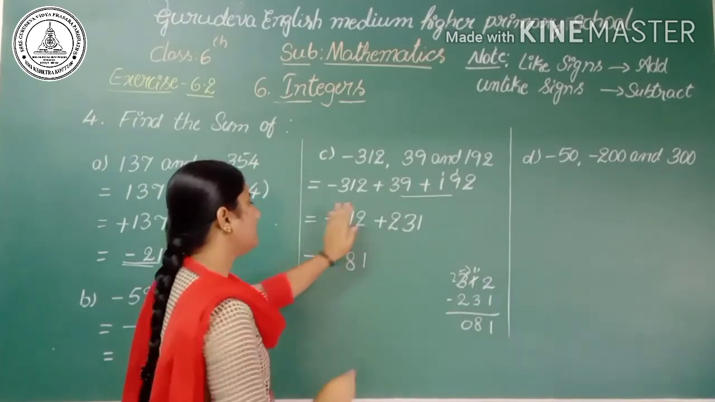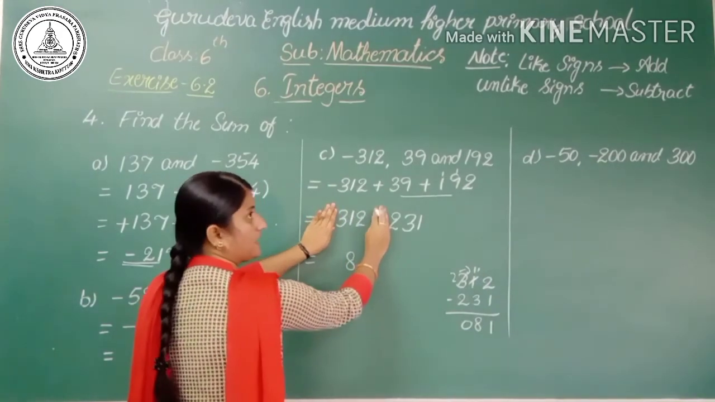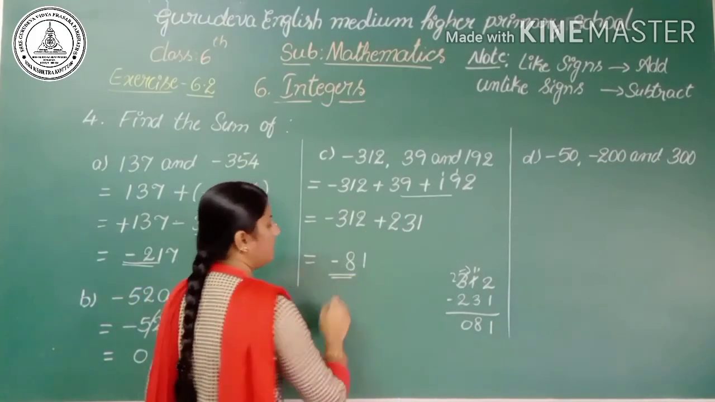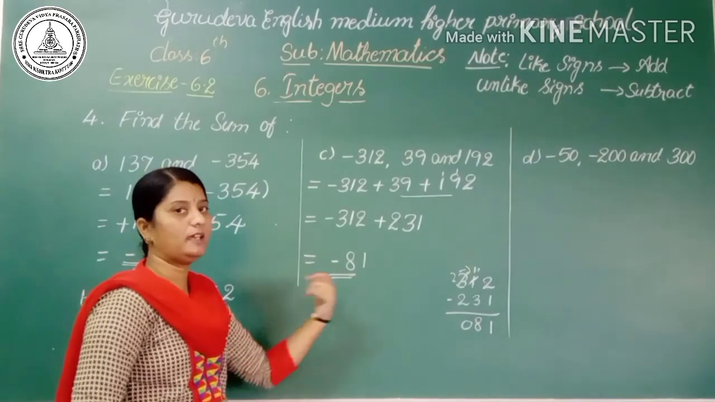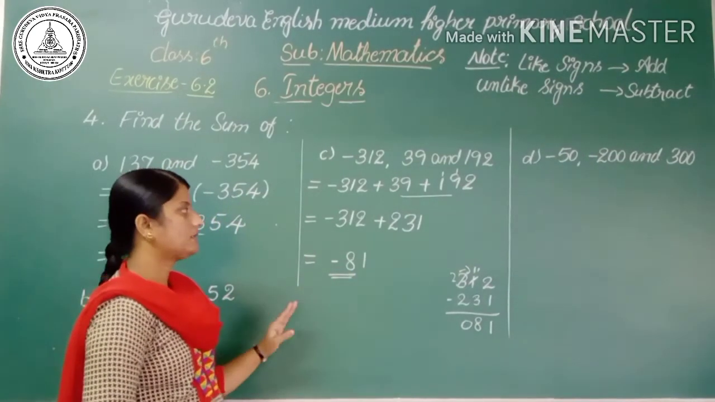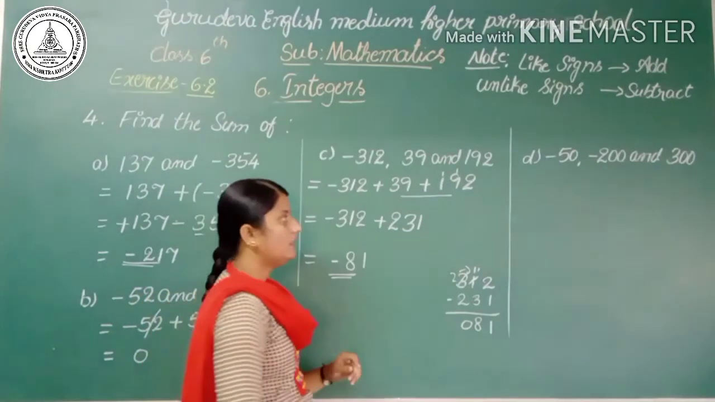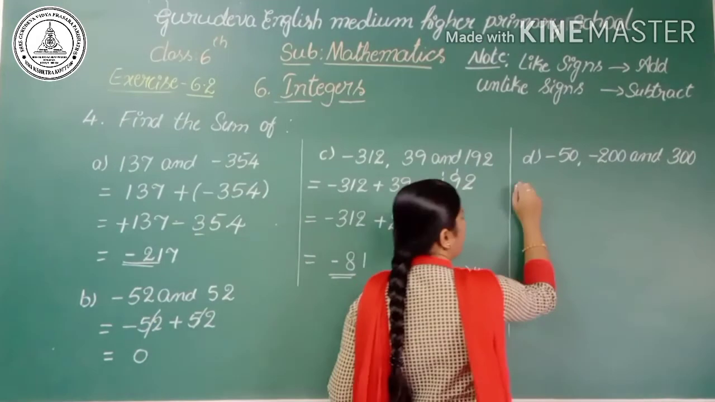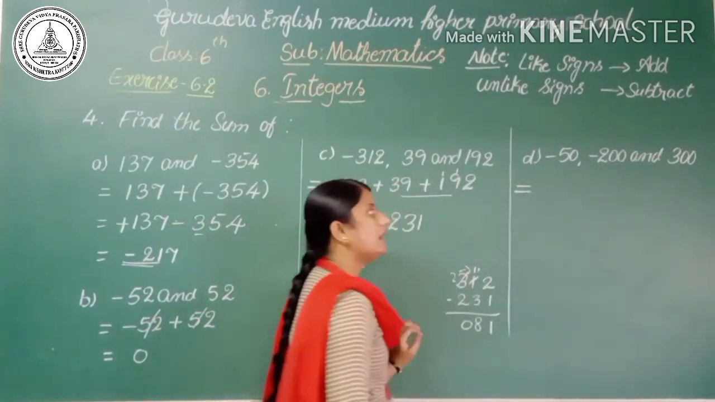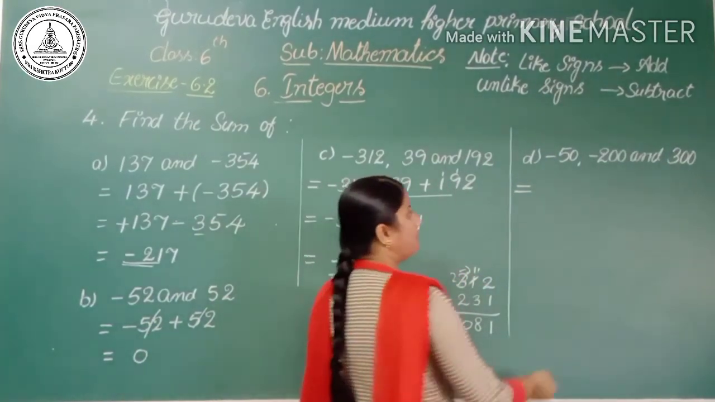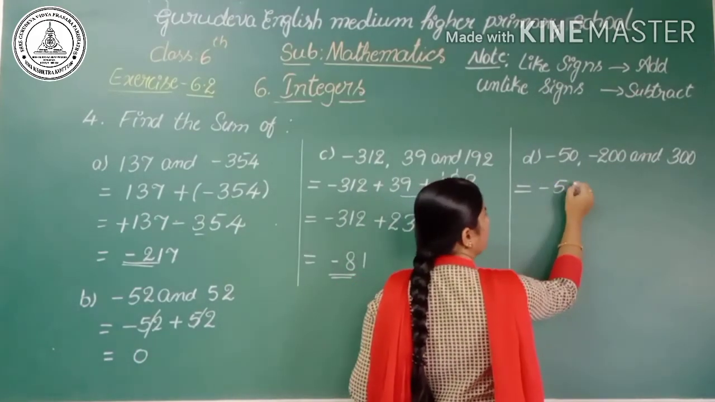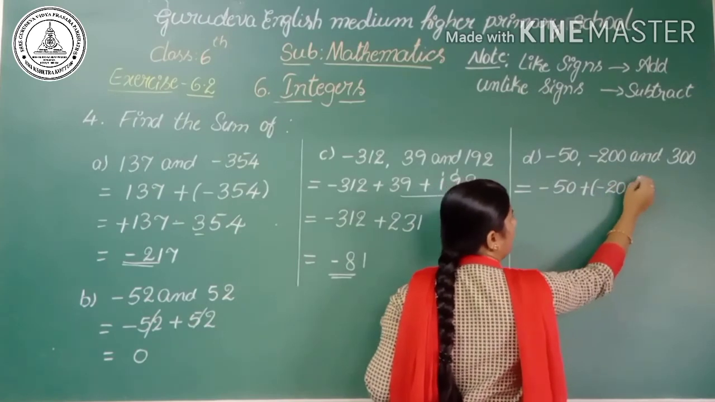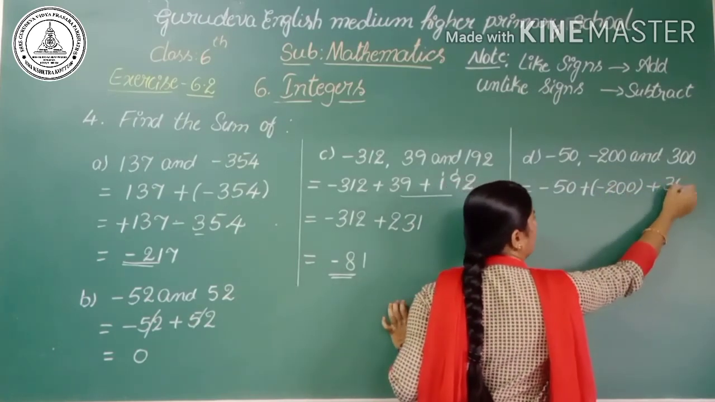In these two numbers, the greater value is 312. It has a negative sign, so we keep the negative sign in front of the 81. Okay. The next big question, we have to do this problem in the same way. First write the equal sign and write the given integers using the plus symbol. Minus 50 plus minus 200 plus 300.